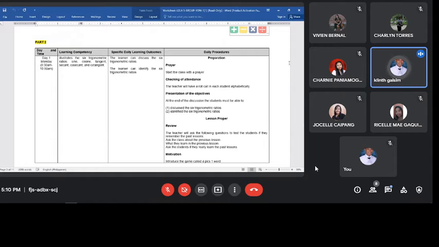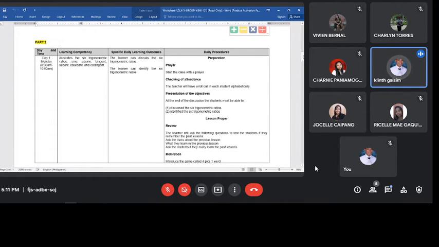And for our daily procedures, first we start the class with a prayer. Next, the teacher will have a roll call of each student alphabetically. And then we present the objectives. For our objective of day one, we will discuss the trigonometric ratios and identify the six trigonometric ratios.